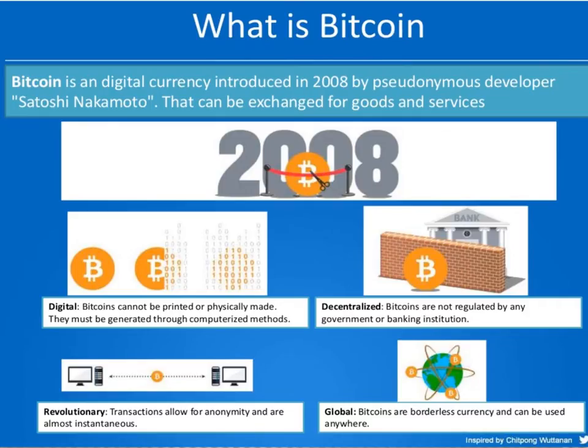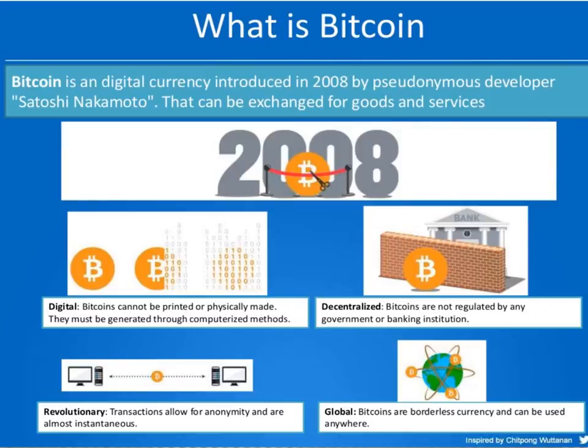Now let's come to what is a Bitcoin. A Bitcoin is also a digital currency. It was introduced in 2008 by a pseudonymous developer named Satoshi Nakamoto. It can be exchanged for goods and services. It is pertinent to note that the developer named Satoshi Nakamoto used this name as a pseudonym. His identity is still not known.